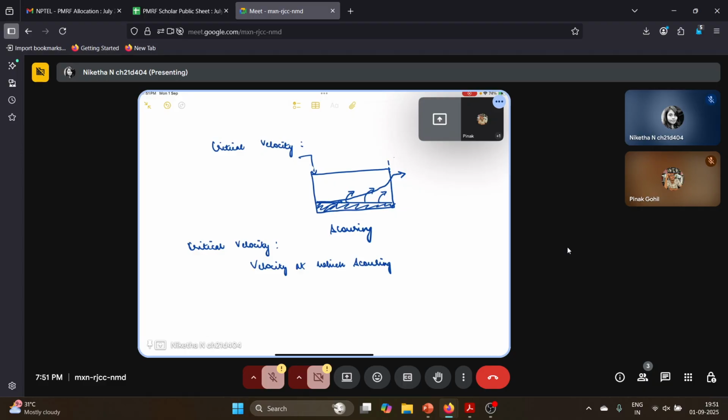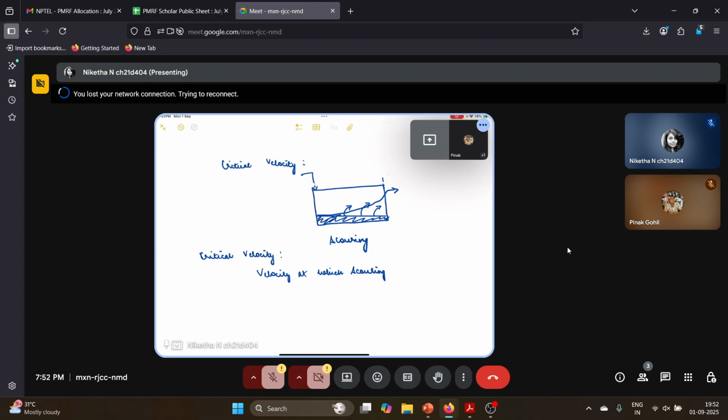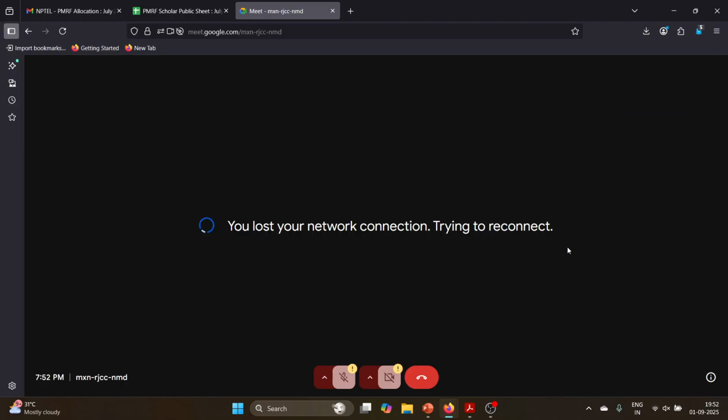Scouring is basically the movement of solids from the bed to the water and then flowing out. The velocity should not be so high that scouring happens or the solids at the bottom get disturbed. So that is your critical velocity. And critical velocity, VC, is given by this formula.